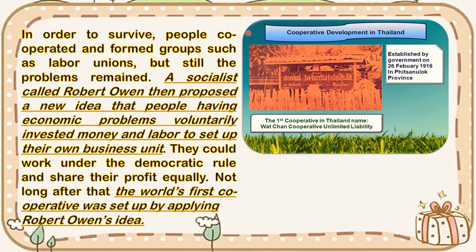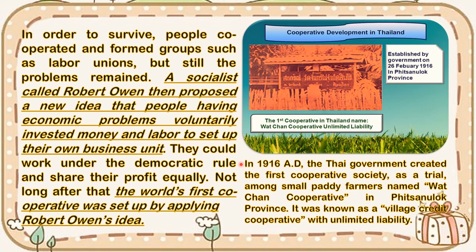Now, class, let us talk about the first cooperative development in Thailand. It was established by the government on 26 February 1916 in Pitsanulok province. What is the name of the first cooperative in Thailand? Wat Chan Cooperative Unlimited Liability. So, in 1916, the Thai government created the first cooperative society as a trial among small paddy farmers named Wat Chan Cooperative in Pitsanulok province. It was known as a village credit cooperative with unlimited liability.